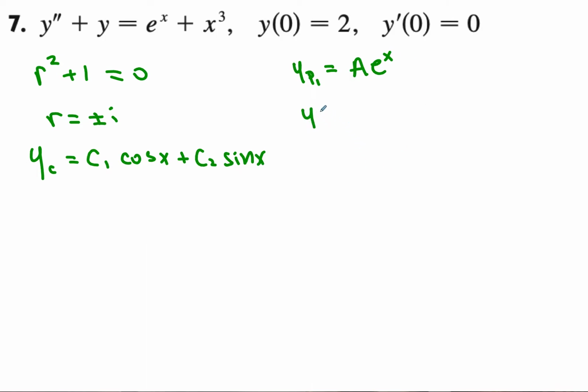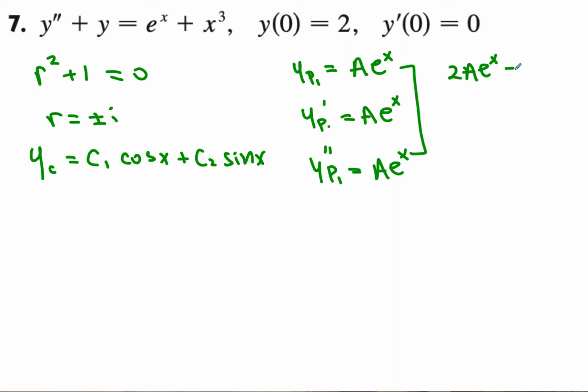Then y p sub 1 prime is still a times e to the x. y p sub 1 double prime would have been still equal to a e to the x. But when I add up these two, it has to be equal to e to the x. So in other words, 2a e to the x is equal to e to the x. Then you get to realize that a must be equal to 1/2. So the first particular solution would have been equal to e to the x over 2.